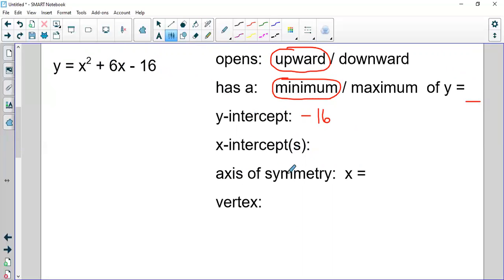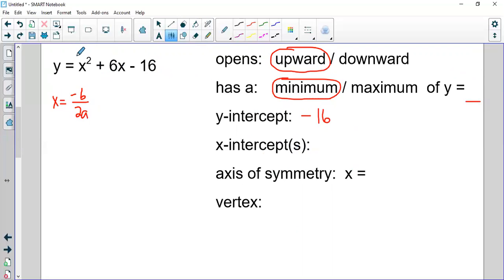I'm going to find the axis of symmetry next. So I'm going to use that formula that was given above, which is the axis of symmetry is x is equal to, I like to put the negative in the numerator on the b, not on the whole fraction. Negative b over 2a.